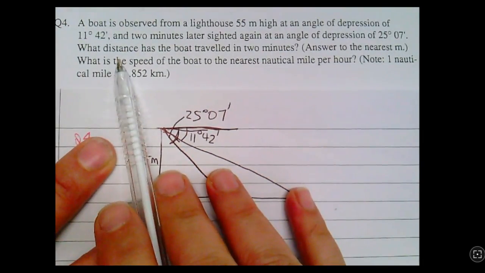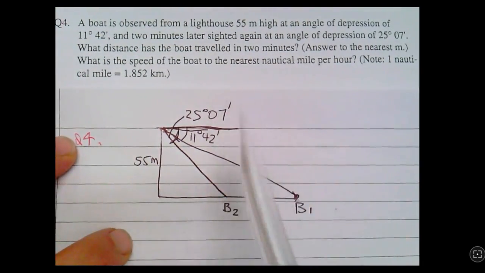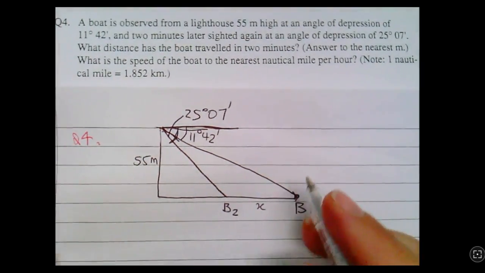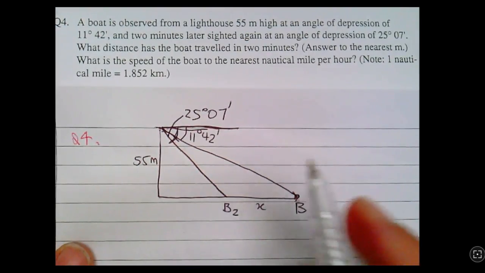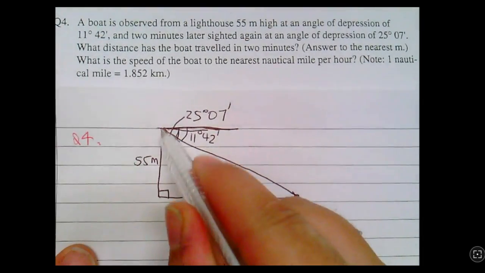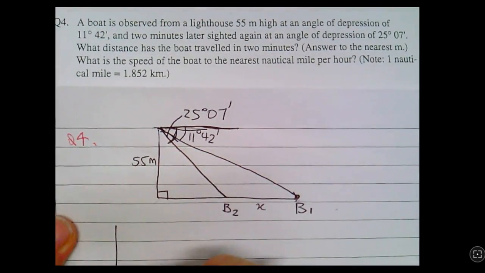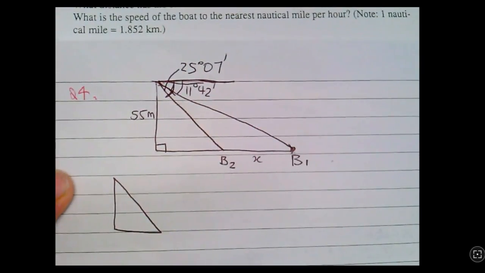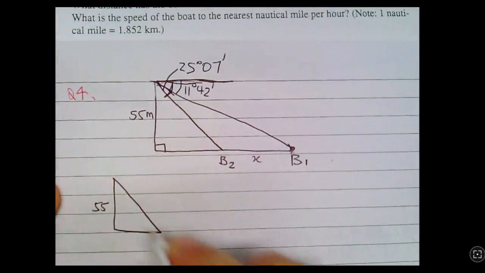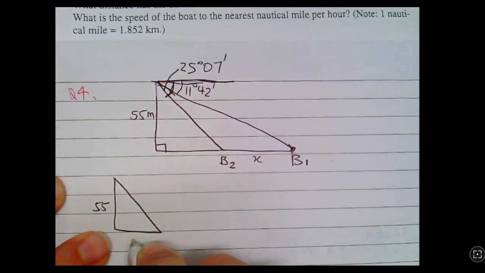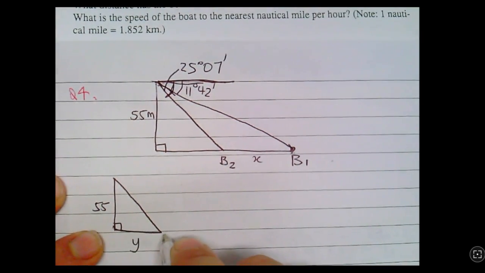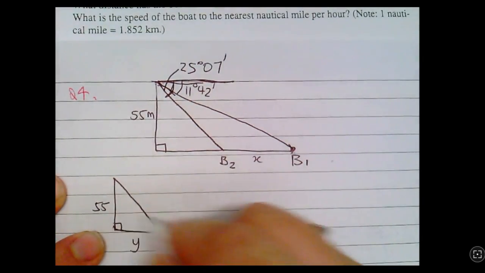And the question is, what distance has the boat travelled in 2 minutes? So we need to work out this distance here. But to do that, we can't use just, this is the right angle as well. We need to look at the two right angle triangles separately. So the first right angle triangle, this is 55. We don't know what this distance is. I'm going to call it Y. Right angle, this is the second point of the boat, B2.